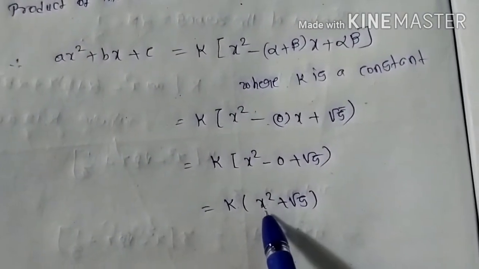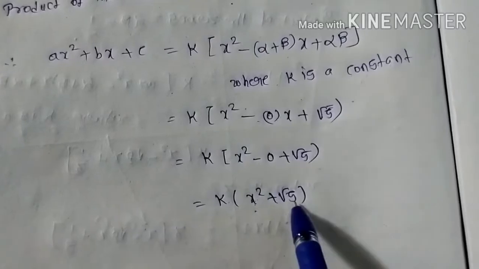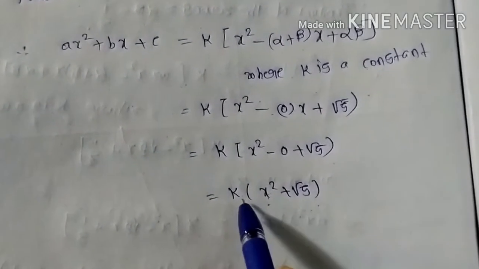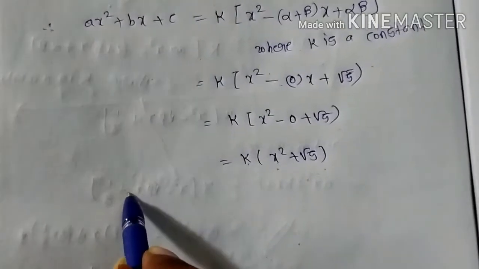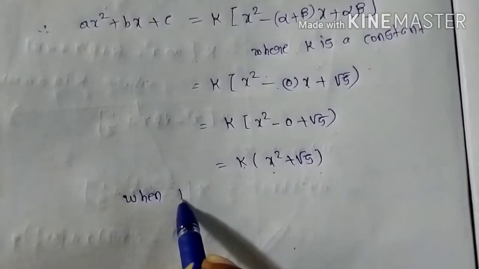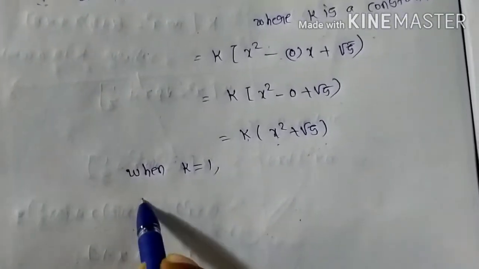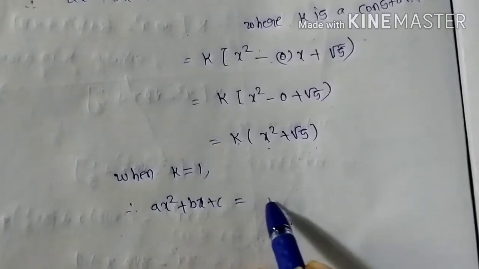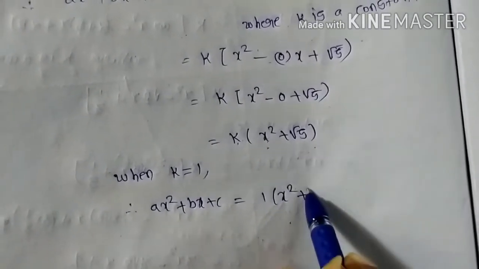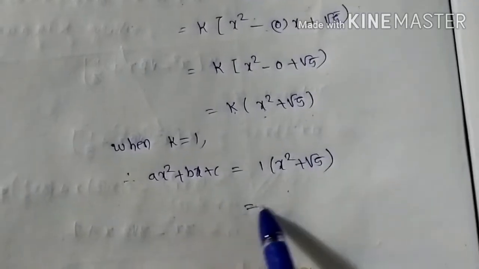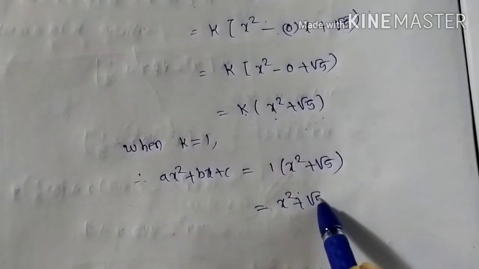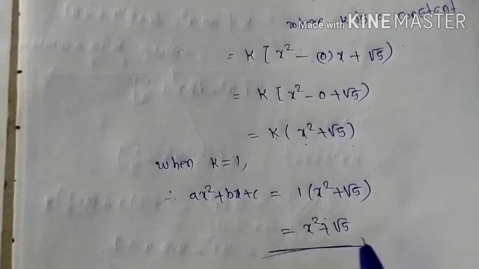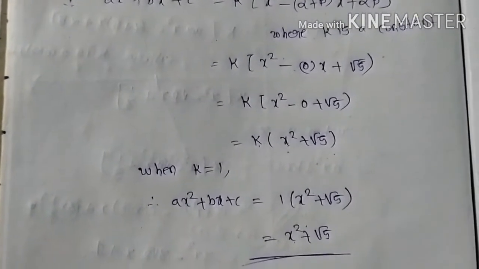See here, x square means your denominator is only 1. Root 5 means root 5 by 1. That means the denominator is 1 only, or not? So you can take k equal to 1. You can write here when k is equal to 1, therefore x square plus bx plus c is equal to 1 into x square plus root 5. That means x square plus root 5. The required quadratic polynomial is x square plus root 5, which is your solution.